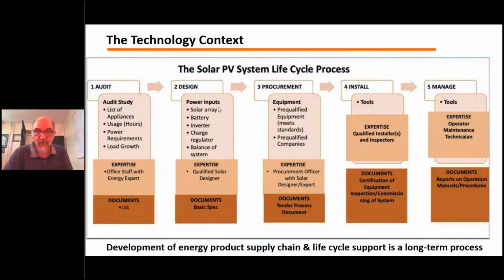And then when the installer leaves, you come to management, and there need to be some tools for that. There needs to be an operator, maintenance technicians, and some documentation of the system. The great thing is we now have online tools for a lot of this equipment, so a lot of the management can be done online, but you still need a maintenance person and an operator. Anyway, that's the whole picture of the audit. Next slide.